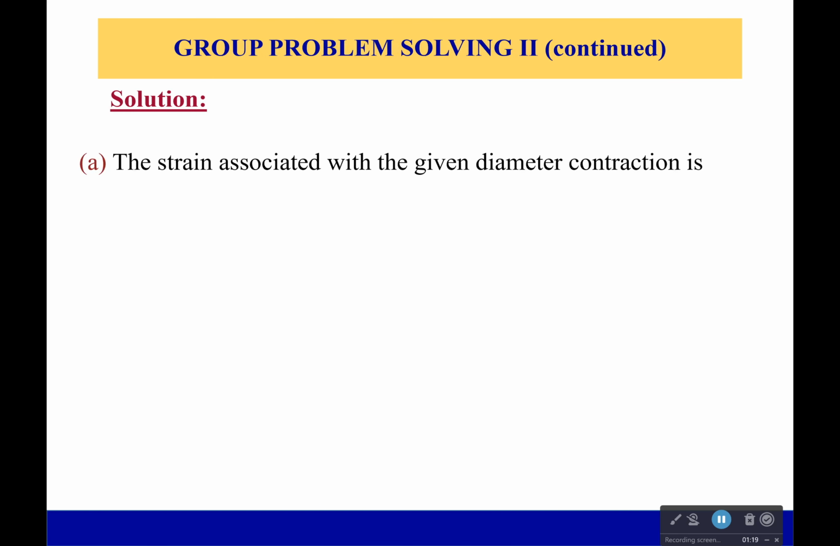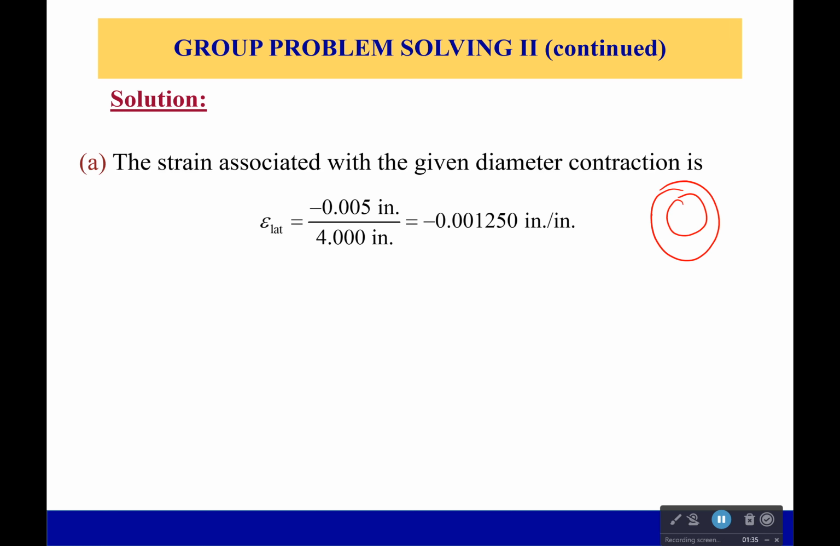Now, we're given a diameter contraction, so we can figure out what the strain is going to be from that. That would be a lateral strain of 0.005 inches over 4 inches. It does not matter that it is hollow. We just go from how much the diameter changed. So that gives us a strain of negative 0.001250 inches per inch.